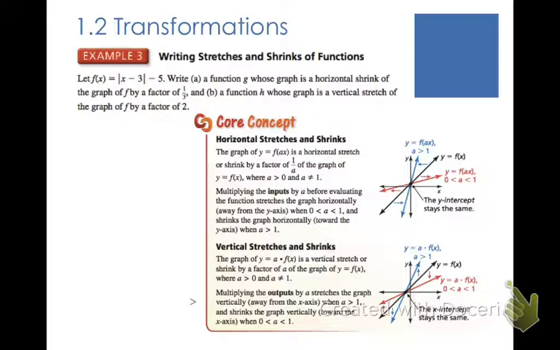Now let's look at example 3. So on the back page, we're dealing with the core concept of horizontal stretches and shrinks and vertical stretches and shrinks.